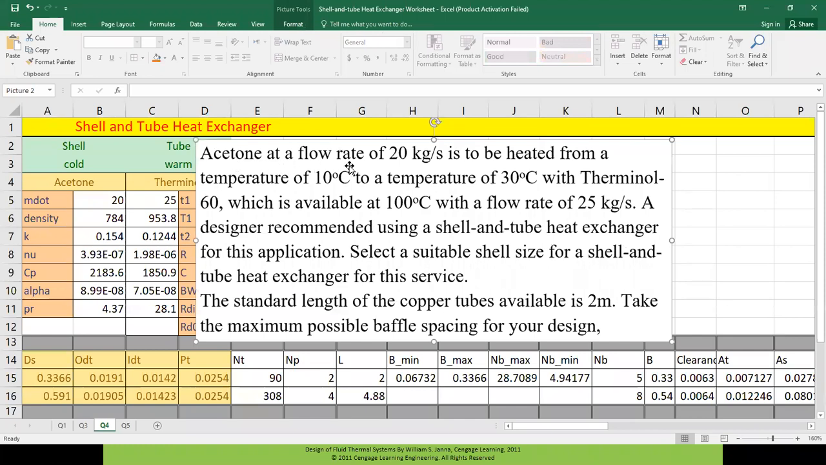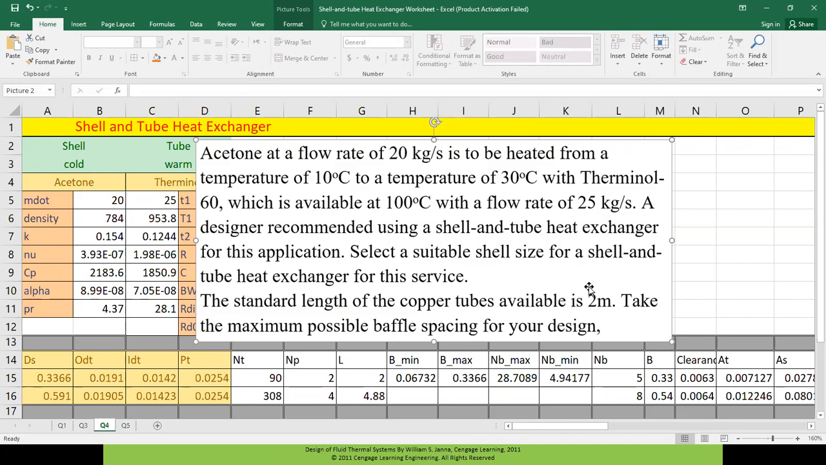The acetone at a flow rate of 20 kg per second is to be heated from 10 degrees to 30 degrees Celsius with Therminol, which is available at 100 degrees Celsius with a flow rate of 25. And then you have to select a shell and tube heat exchanger for this application. The exchanger size is not given. We have to select it.